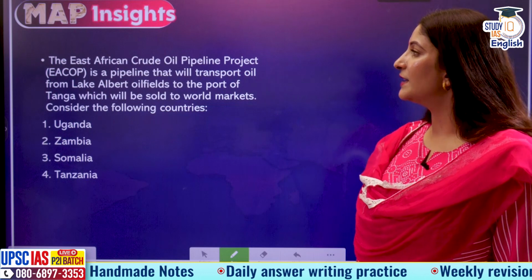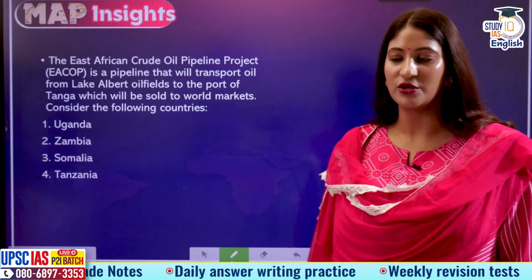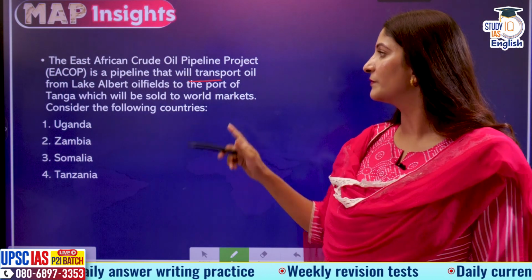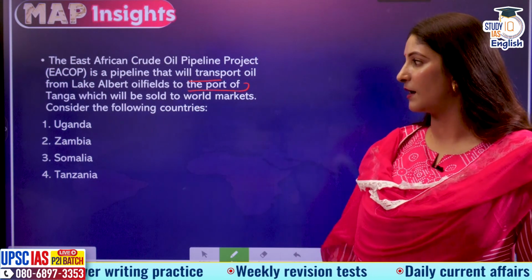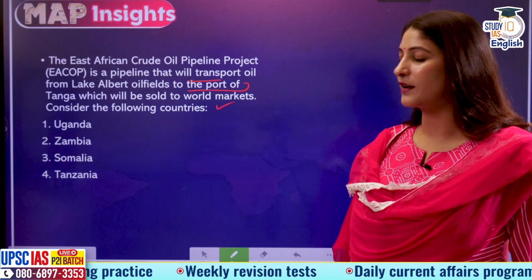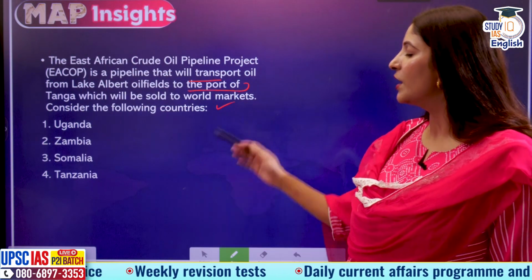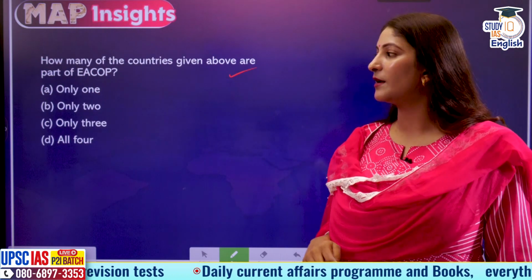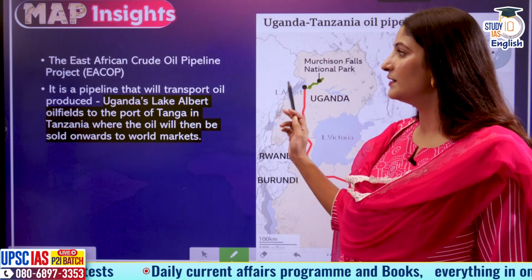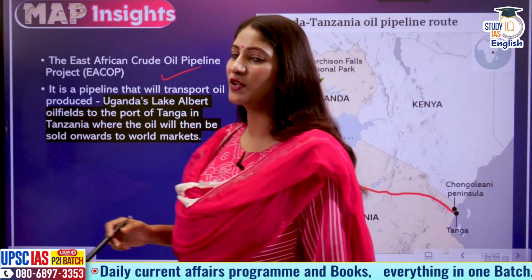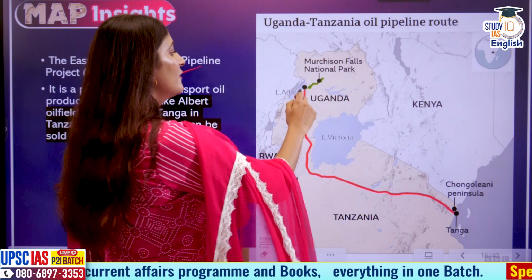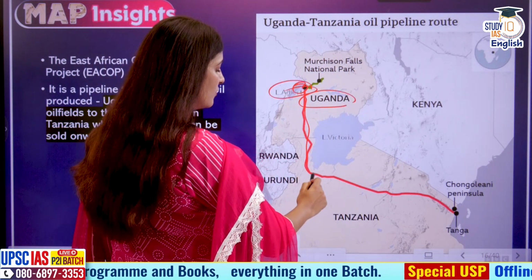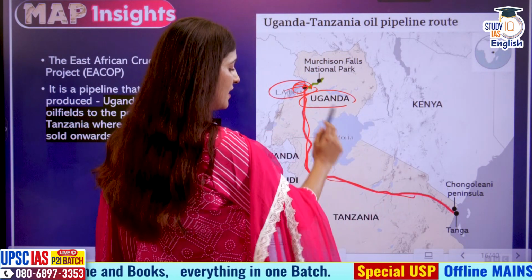The East African Crude Oil Pipeline Project is a pipeline that will transport oil from Lake Albert oil fields to the port of Tanga, which will be sold to the world market. Consider the following countries: Uganda, Zambia, Somalia, Tanzania. So how many of the countries given above are a part of this pipeline project? This project will take out good resources from Lake Albert. Here is Uganda, here is Lake Albert, and it will pass through two countries, Uganda and Tanzania.